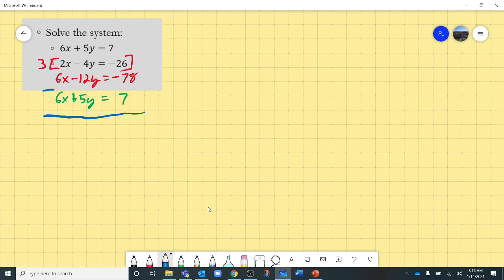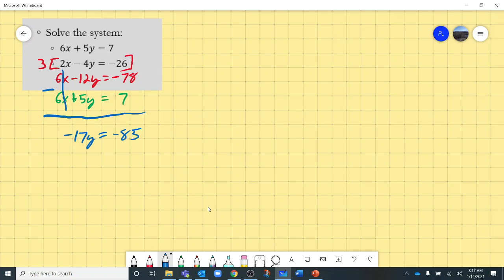6x minus 6x, that's 0. So that cancels. Negative 12y minus 5y, that's going to be negative 17y. Lovely number. Negative 78 minus 7, that's going to be negative 85. Okay, this will work out quite nicely then.